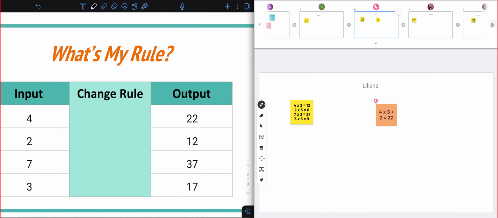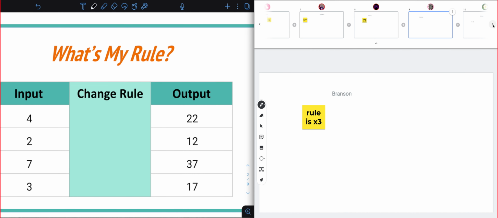Good, Liliana. That's good. Okay, you guys are looking, you're just trying things. You're trying to figure out what's going to work. Esme, that's good. Okay.